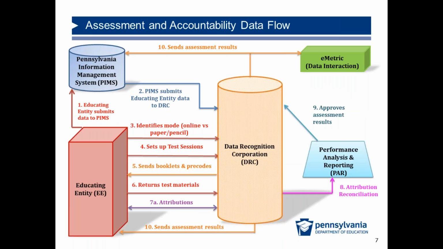This is the assessment and accountability data flow. This is a complex process, and we will discuss it in smaller sections. It is beneficial to understand this complex process because it shows how the assessment data that begins with the educating entity submitting data to PIMS ends with the accountability reporting. Numbers 1 through 6 describe the precodes and testing process, while 7 through 10 deal with accountability.